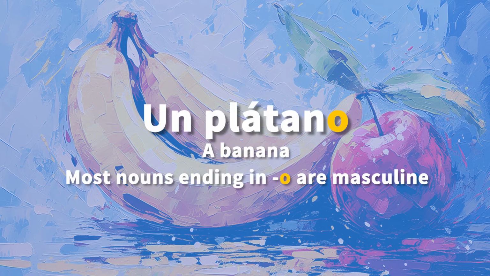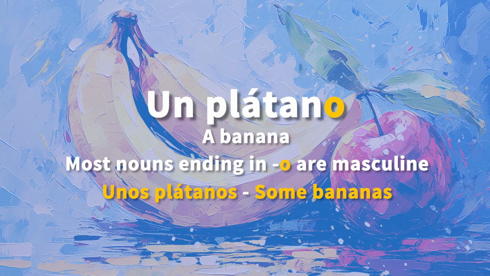Un plátano means a banana. Most nouns ending in o are masculine, like plátano. That's why it's accompanied by the indefinite article un, equivalent to a or an. The plural form of un is unos, some. So the plural of un plátano is unos plátanos, or some bananas.